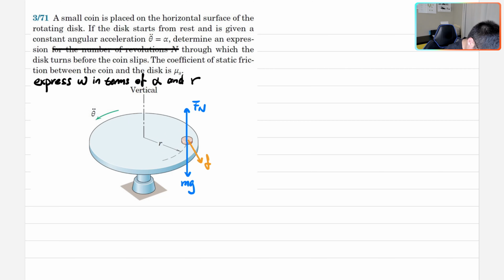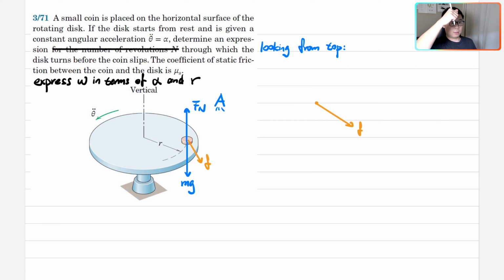Okay, so let's say we're going to look from the top. So take another look. If we're looking from a top-down view, on the disk, looking down, from top, we would have this friction going this way. And your gravity is going into the page, and your normal force is coming out from the page. We'll just ignore them on this top view here.